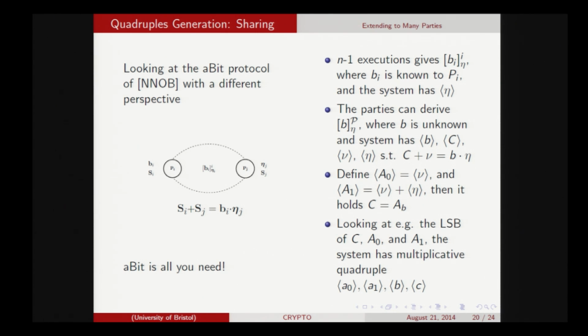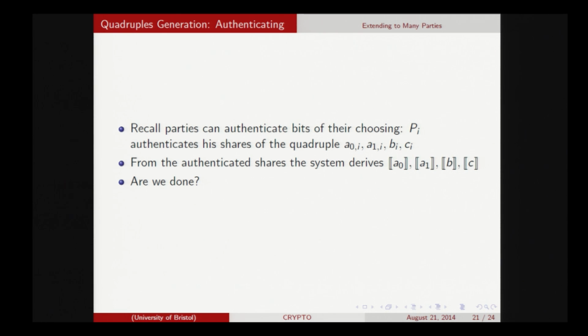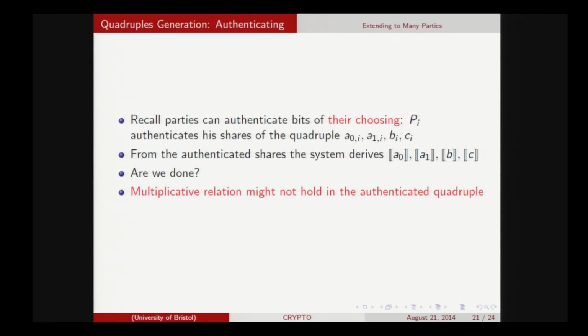So the next step is to authenticate these quadruples. But now we know how to do it. We know how the parties can authenticate their shares. So they can input the shares of the quadruple, authenticate them, and then the system can work out an authentication on the secret shared quadruple. But we are still not done because there is a subtle problem. The problem is that each party can choose what they authenticate. So corrupted parties could authenticate a quadruple that is not really multiplicative, and that would mean that we would get incorrect results in the online evaluation.